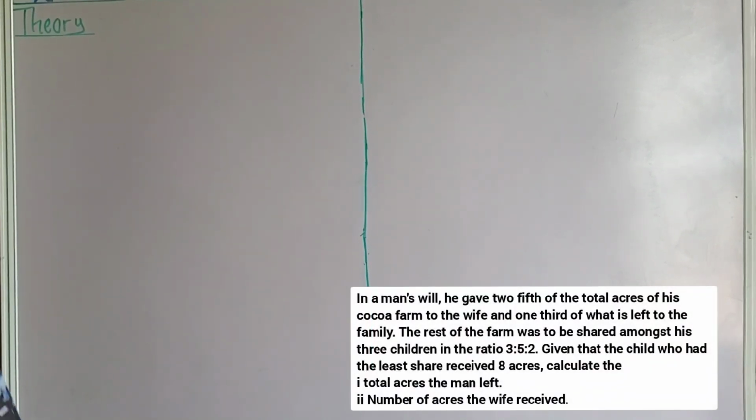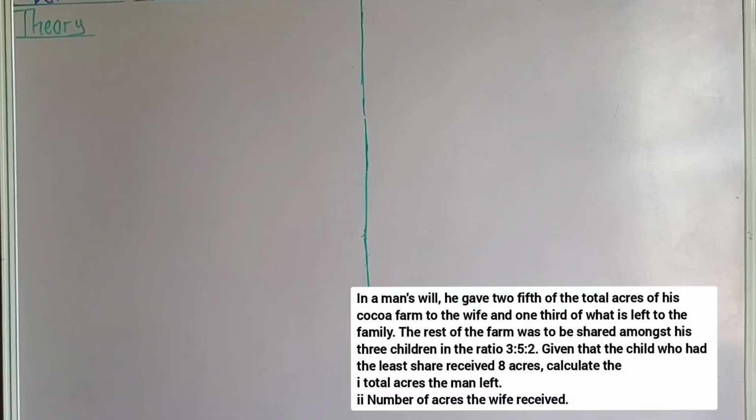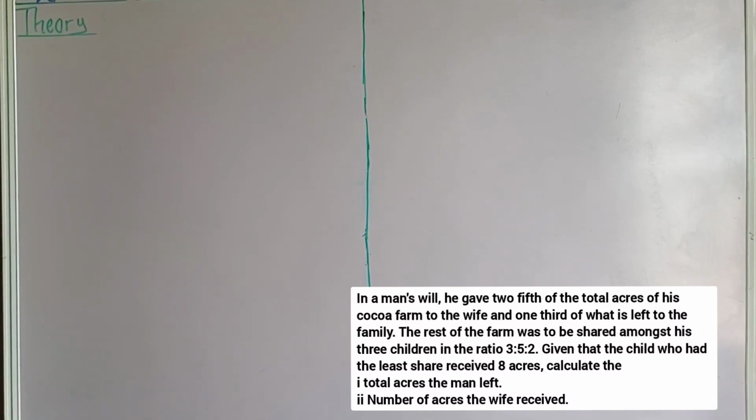Okay, let's proceed to the next question. In a man's will, he gave 2/5 of the total acres of his cocoa farm to the wife, and 1/3 of what is left to the family. The rest of the farm was to be shared amongst his 3 children in the ratio 3:5:2. Given that the child who had the least share received 8 acres, calculate the total acres the man left behind.